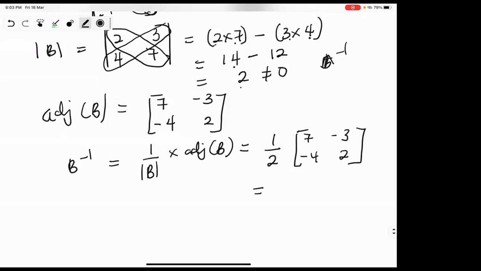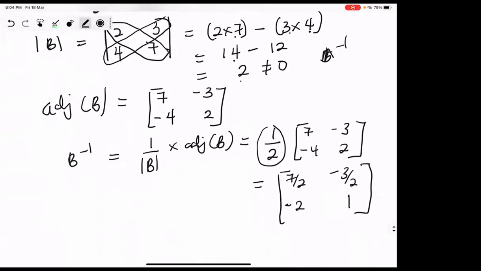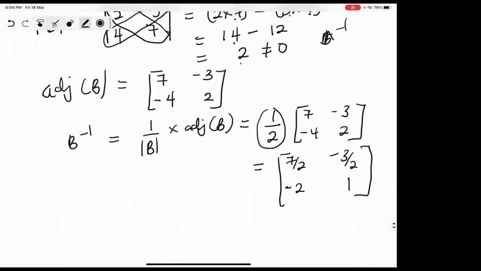This is scalar multiplication, so you multiply the scalar by every component of the matrix. So we have 1/2 times 7, that is 7/2, minus 3/2, minus 4/2, that will be minus 2, and 2/2, that will be 1. So this is the inverse of matrix B, where B is 2, 3, 4, 7.